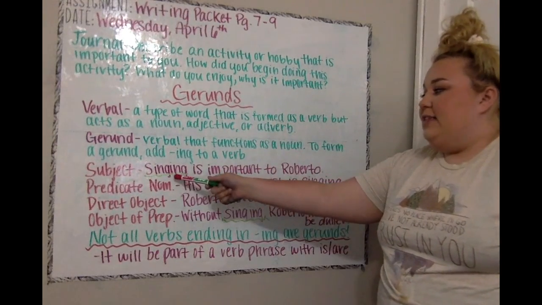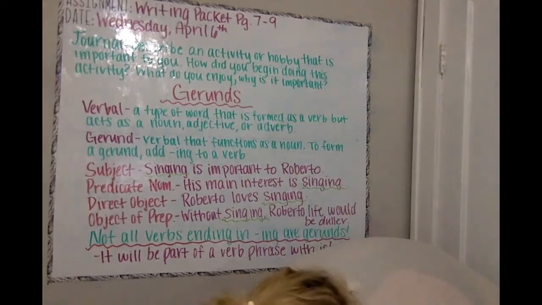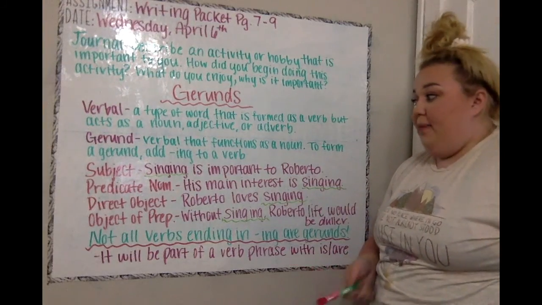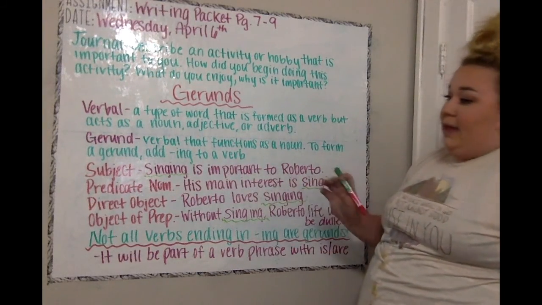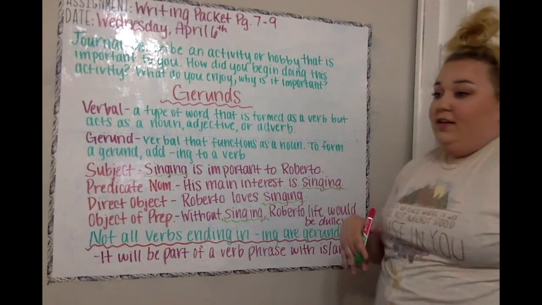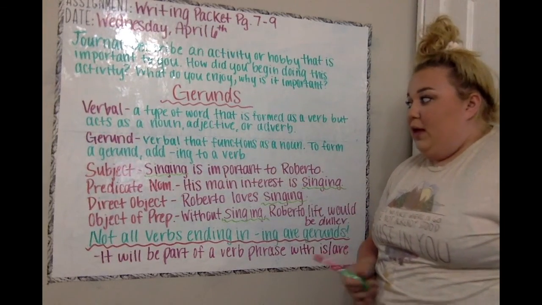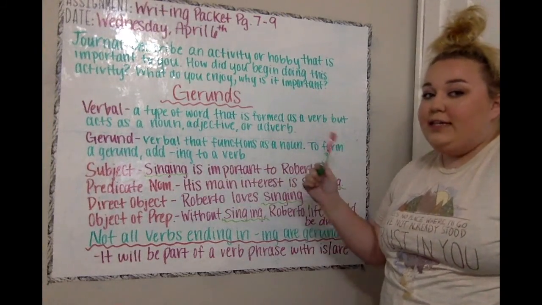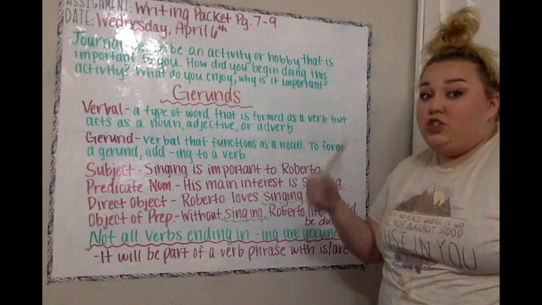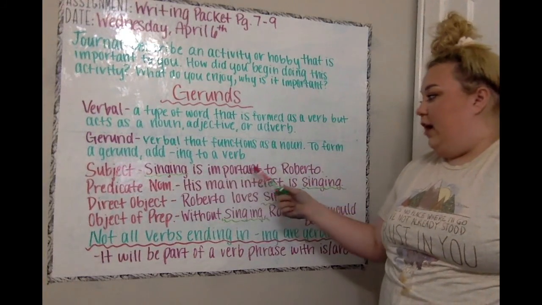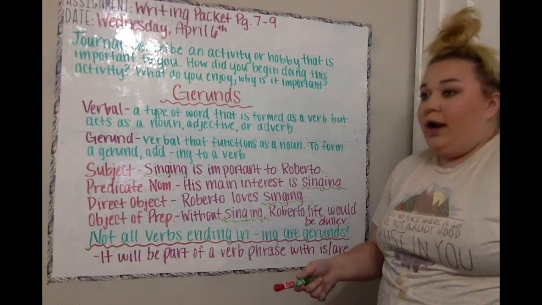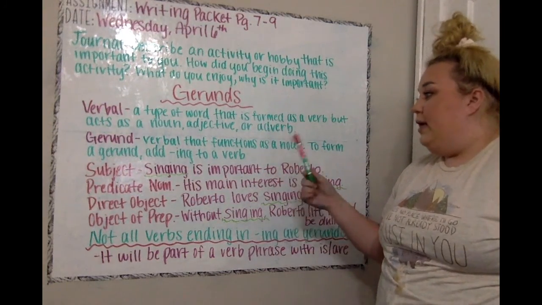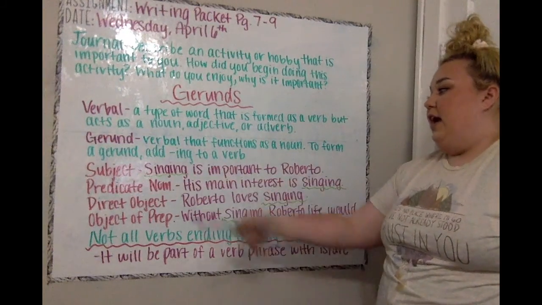So here we see that singing is a noun, because what is a noun? A noun is a person, place, thing, or idea. Singing takes place as an idea of something that someone can do. It doesn't say Robert is singing. If we said Robert is singing, that would mean he's doing the act of singing. But here it's just talking about how singing is an important hobby to him. So singing is the subject of the sentence here and is acting as a noun.